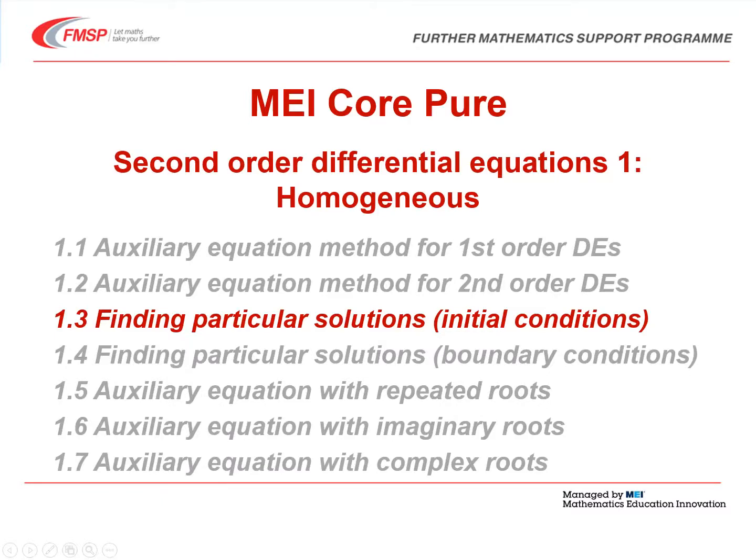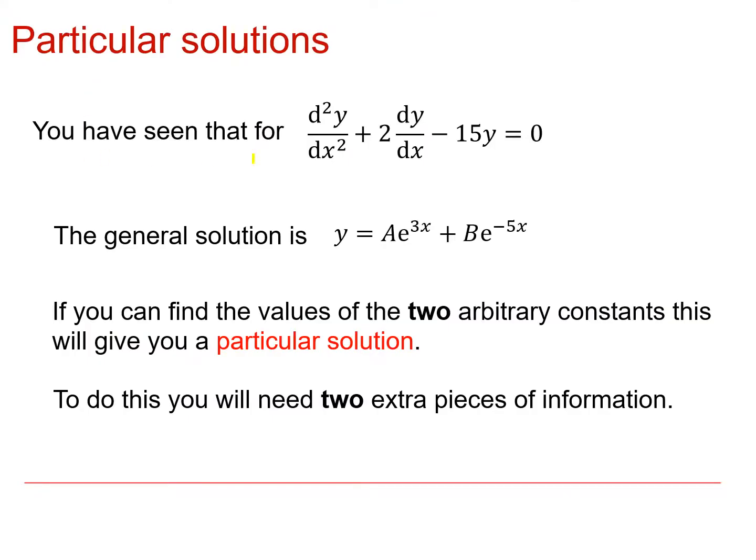This is a video for MEI Core Pure Mathematics, second order differential equations 1, homogeneous equations, 1.3, finding particular solutions given initial conditions. In a previous video we have seen that the general solution of this differential equation is y is equal to a e to the 3x plus b e to the minus 5x.